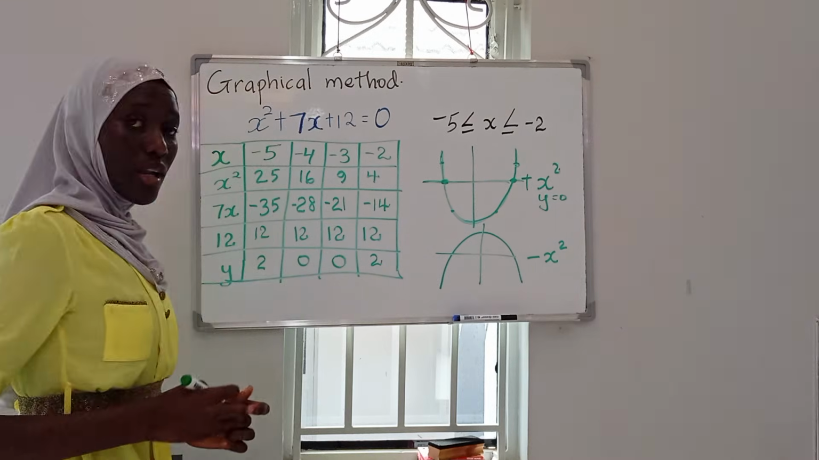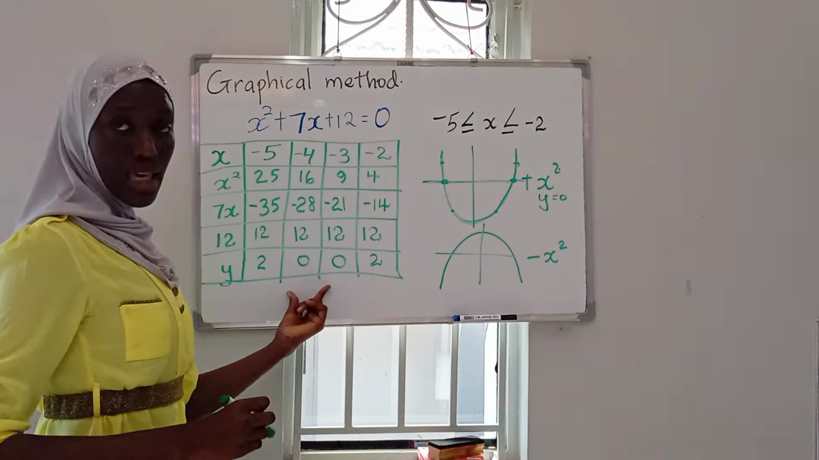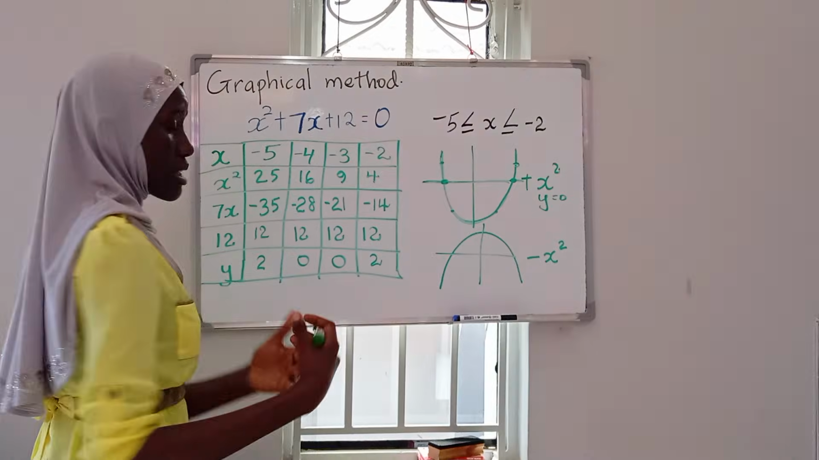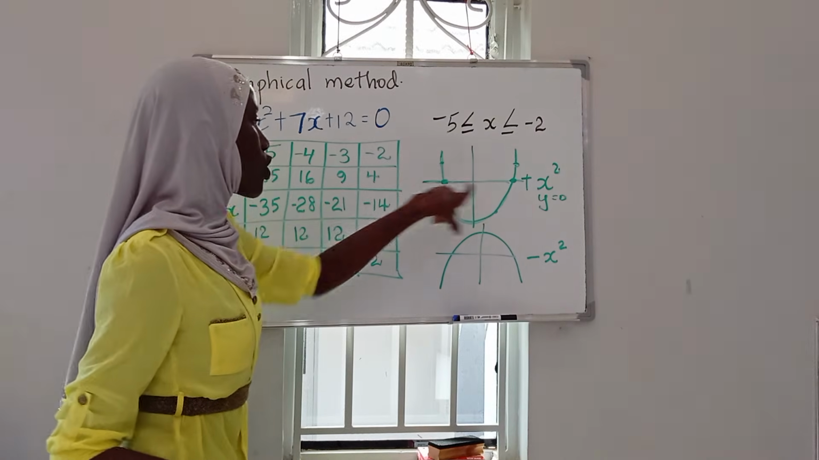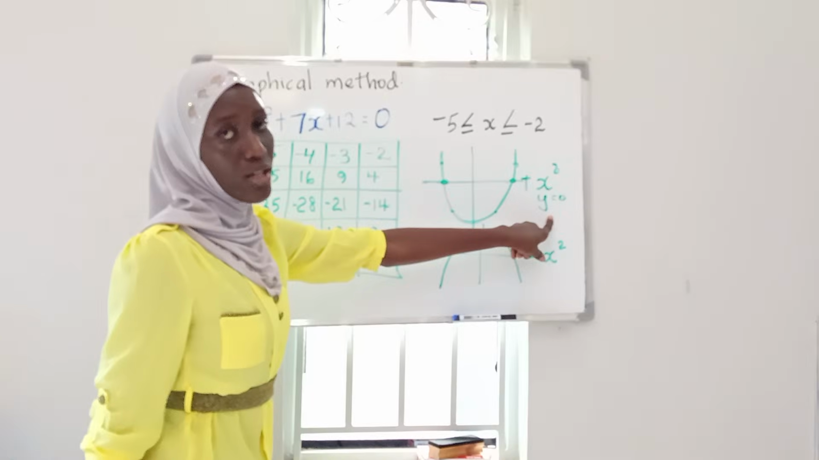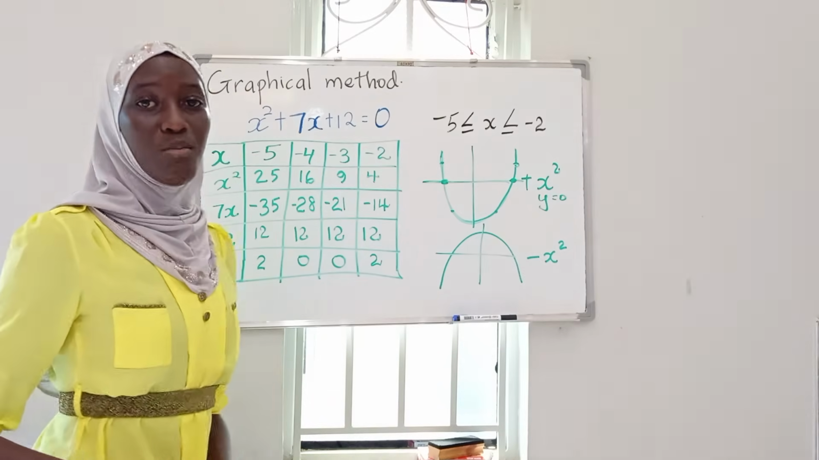They may not necessarily be whole numbers, just like we see here. It might be 3.5, negative 7.6. As long as when you plot it, you get those two coordinates that align with the line y is equal to 0.